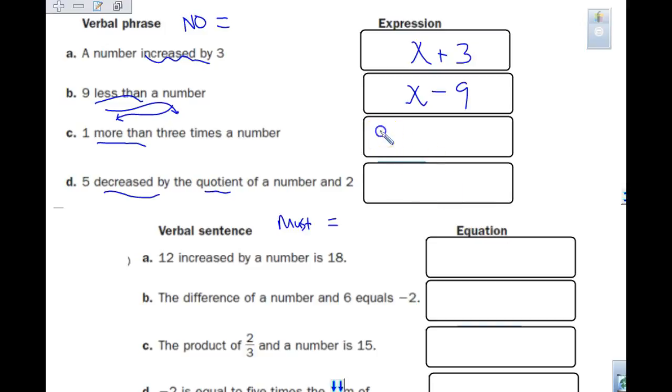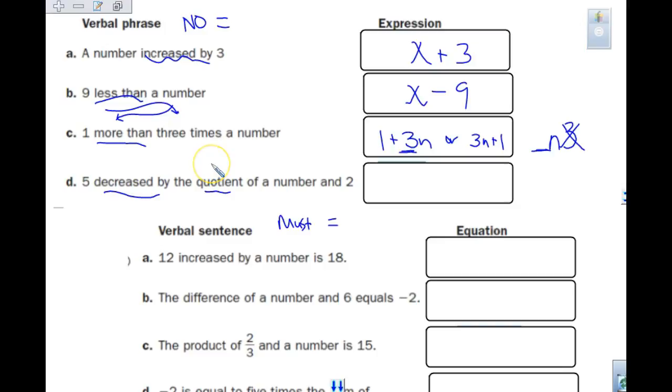1 plus 3n. Did anyone write it as 3n plus 1? Yes. I would accept both of those answers. I do not ever want to see n3, right? The number in front is called our coefficient. The number goes in front. We write it in front of our variable, not behind it. So don't do that, okay? I will take off a point for that, okay?